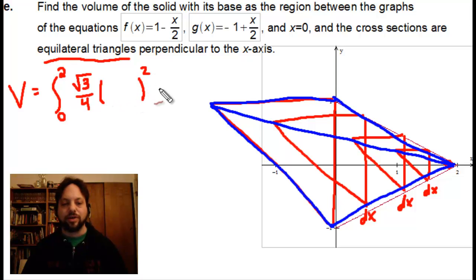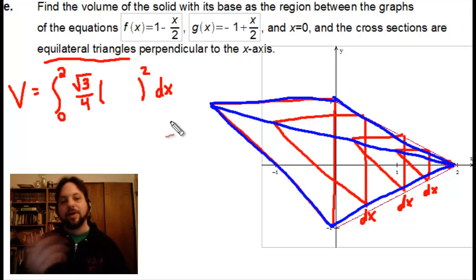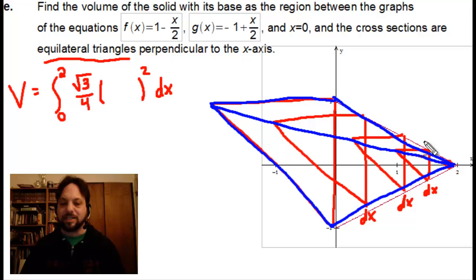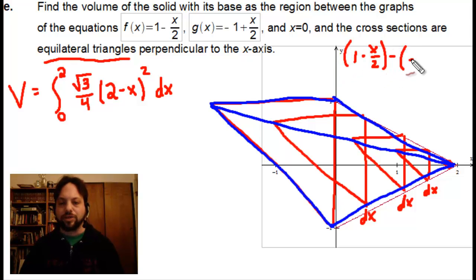Now, all we need to do here is figure out what is s. In other words, how long is each side? Well, we can tell that based on the region down here. And it looks like each one is simply going to be 2 minus x. And where did I get this 2 minus x? Well, that's simply the difference between the top graph, which is 1 minus x over 2, minus the lower graph, which is negative 1 plus x over 2.